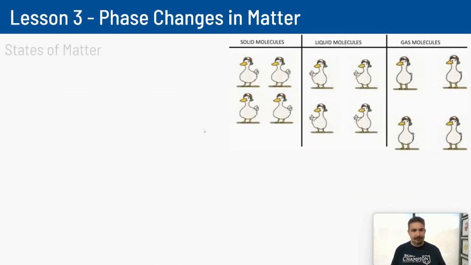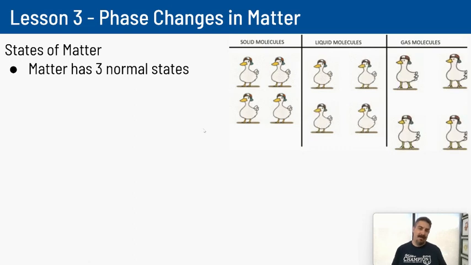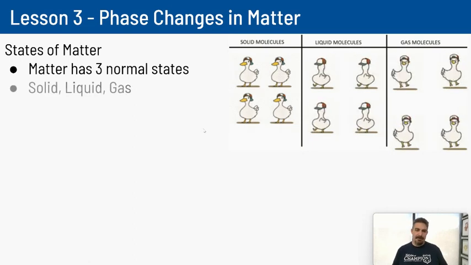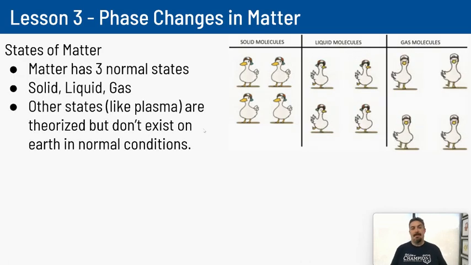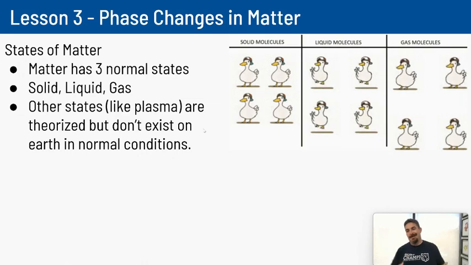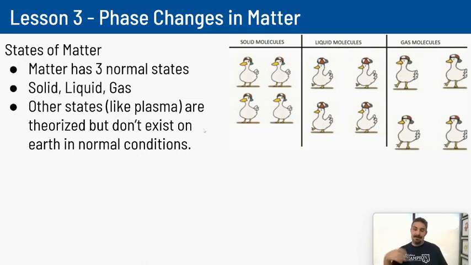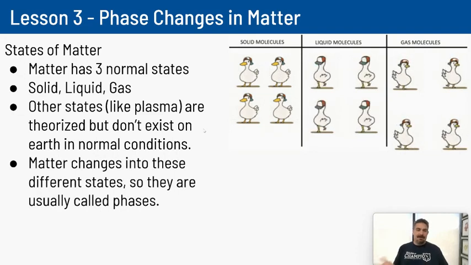Let's get going. Okay, so matter has 3 normal states that are seen in lots of situations: solid, liquid, gas. This shouldn't be new to us. Now, there's other states like plasma that are theorized but do not exist on Earth in normal conditions. So, like you're just not going to see it, right? And matter changes into these different states, right? Ice melts, water can be boiled, and so we call these phases.